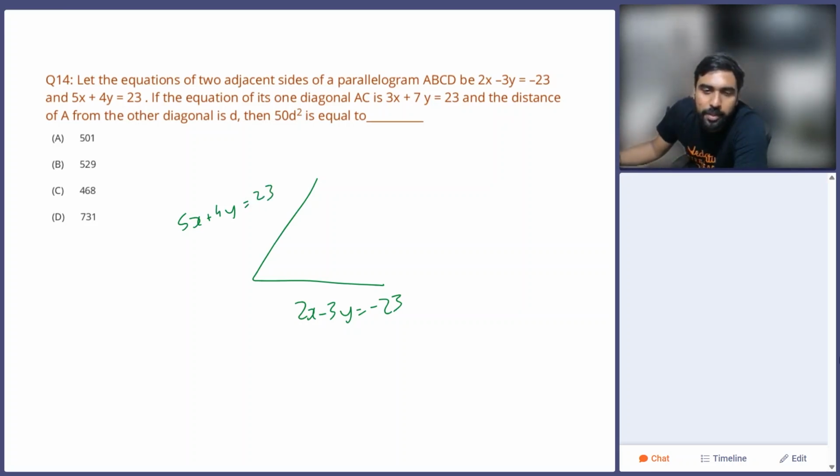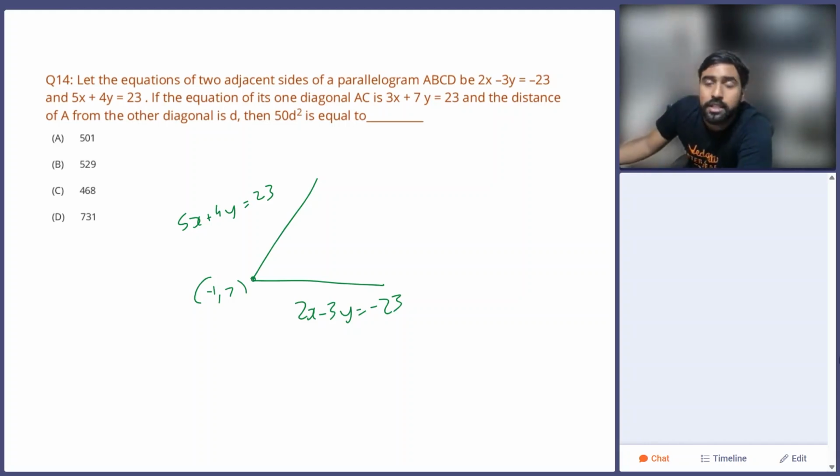First of all, we need to get their point of intersection. If you add them, you will get what? 7x plus y equals to 0. So that 7x is equal to minus y. And from there, you can manipulate it out and you will get what? Minus 1 and 7, right? Minus 1 comma 7, is it satisfying both of them? Minus 2, minus 21, yeah. Minus 1 comma 7 will be their point of intersection.